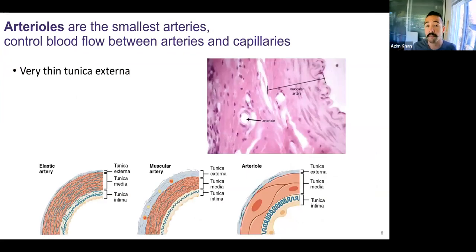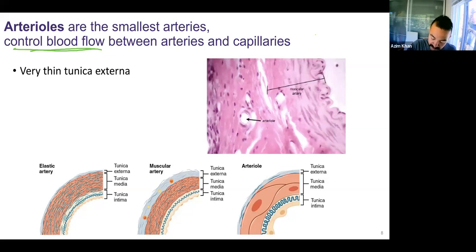The third structural type of artery is an arteriole. At this point, we've gone from large elastic arteries, we've branched to smaller muscular arteries, and now we're branching to even smaller arterioles. Arteriole means small artery. So arterioles are the smallest arteries. You're still sending blood away from the heart. We haven't gotten to capillaries yet. Because of their size, because they're so small, they can most effectively control blood flow between arteries and capillaries.